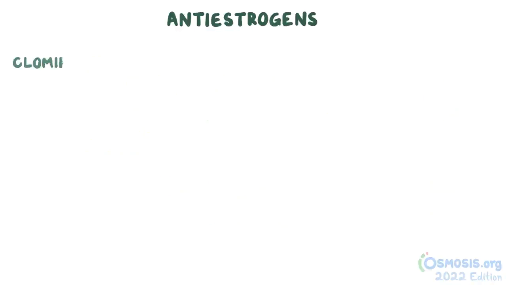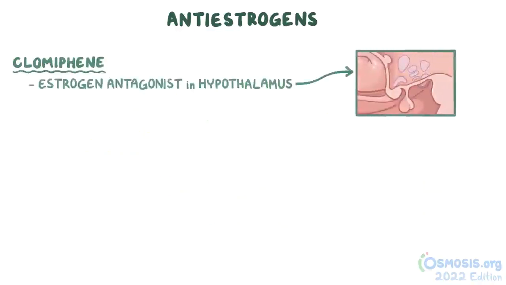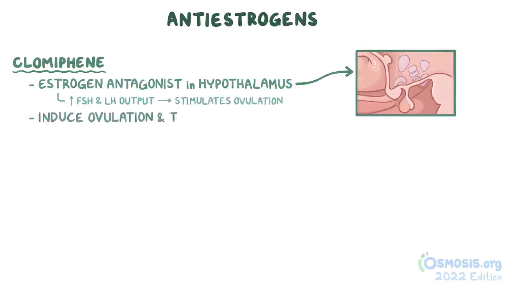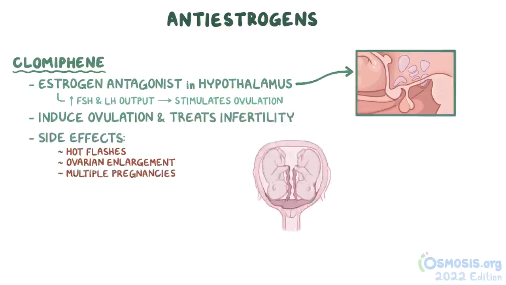Okay, next we have clomiphene, which acts as an estrogen antagonist in the hypothalamus, preventing the normal negative feedback, and thus increases FSH and LH output from the pituitary and ultimately stimulates ovulation. It is used to induce ovulation and treat infertility in women who wish to become pregnant but have anovulatory cycles. Moving on to side effects, clomiphene may cause hot flashes, ovarian enlargement, multiple pregnancies due to multiple ovulation, and visual disturbances.